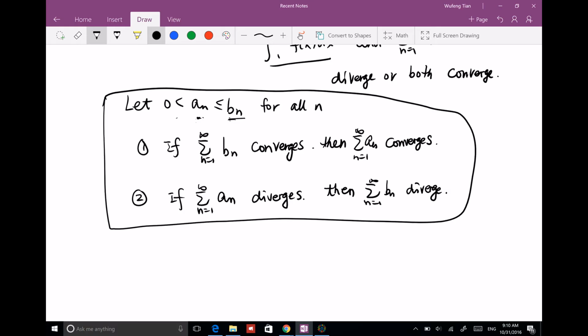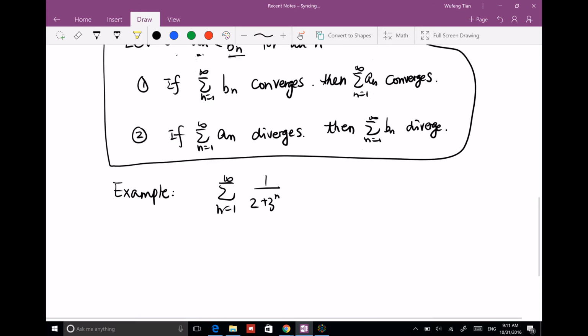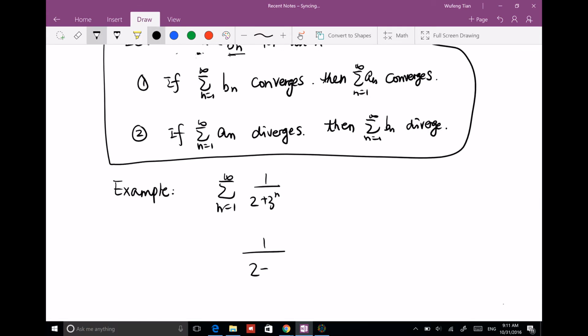All right. So let's look at an example. The series from n equals 1 to infinity of 1 over 2 plus 3 to the power n. We can tell that for 1 over 2 plus 3 to the power n, we can find a series which is bigger than this one. It's less than 1 over, can you tell me 1 over what?